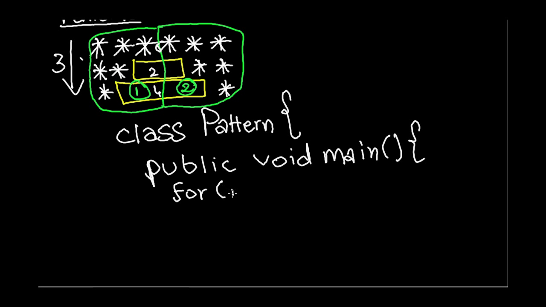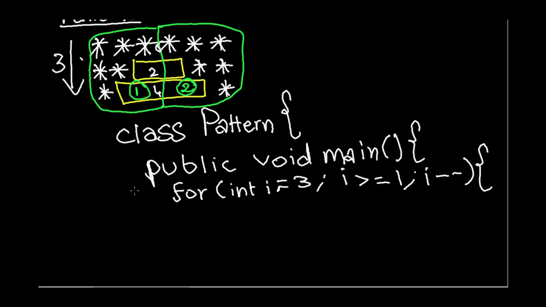For int I equal to, let's go from the bottom to the top this time. I equal to 3, I greater than or equal to 1, I minus minus. It's still the same thing going from 1 to 3 or 3 to 1. Anyway, now in the first row we can see there are 3, or let's just look at this first number 1 pattern right now.